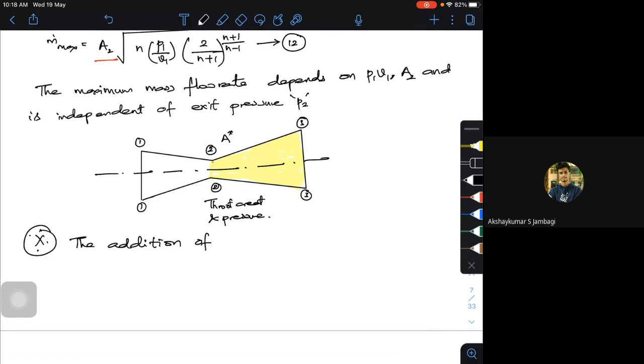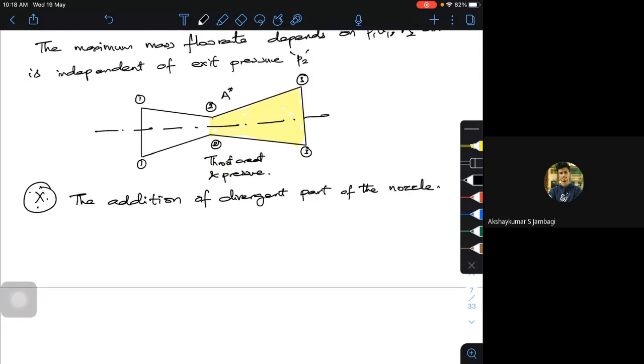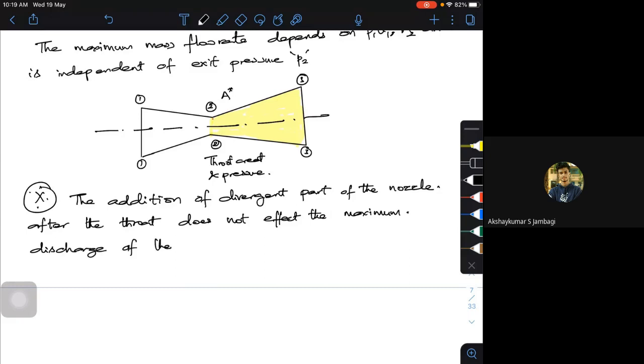The addition of the divergent part of the nozzle after the throat does not affect the discharge, the maximum discharge of the steam through the CD nozzle, the convergent divergent nozzle.